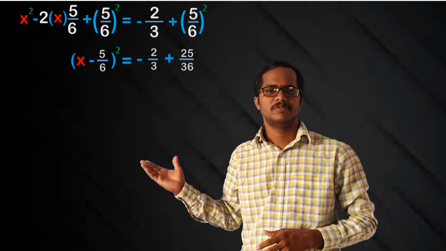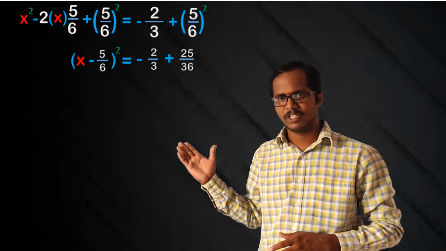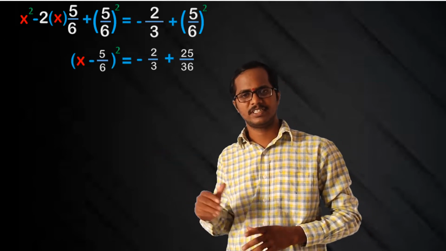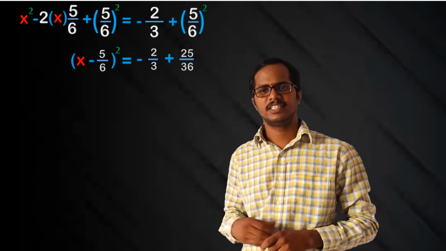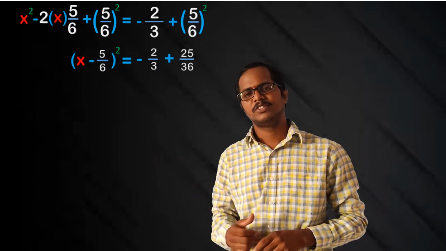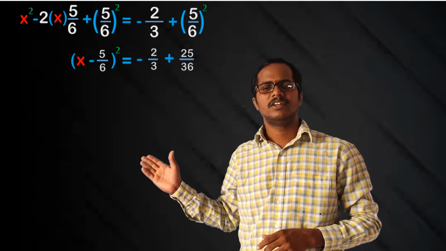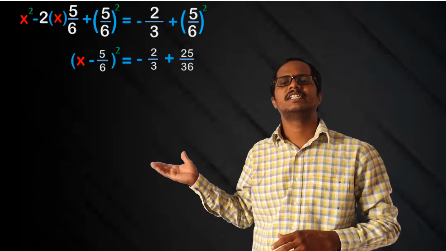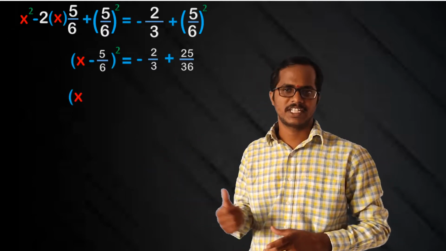Here we have minus 2 by 3 and plus 25 by 36. If you observe the denominators here, the denominators are different. So to make them like fractions, here we get the LCM as 36. Since 36 is a multiple of 3, to get the denominator 36, we have to multiply the numerator and the denominator with 12, so that the denominator equals 36.